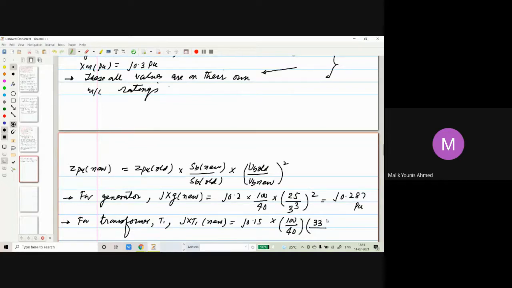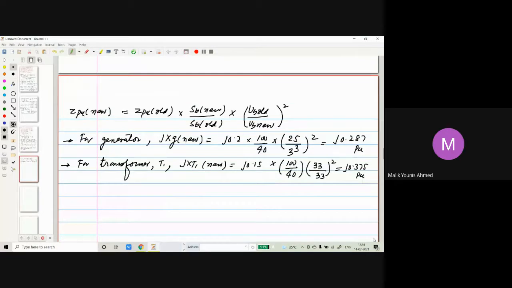The same base value has to be used. The base value on the generator side is also 33 kV whole square. So this comes out to be J0.375 per unit. Now, if you use the same value on the transmission line side, it is J0.15 multiplied by 100 divided by 40 multiplied by... On the transmission side, the transformation ratio in the secondary is 220, and the base value is also 220. So you get the same value, J0.375 per unit. So this was for the transformer T1.